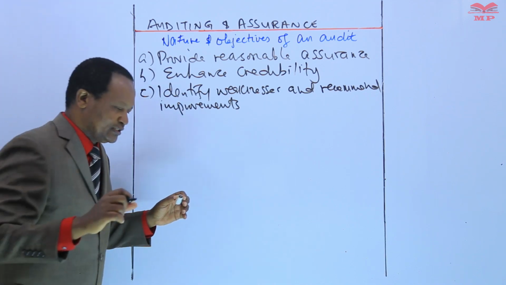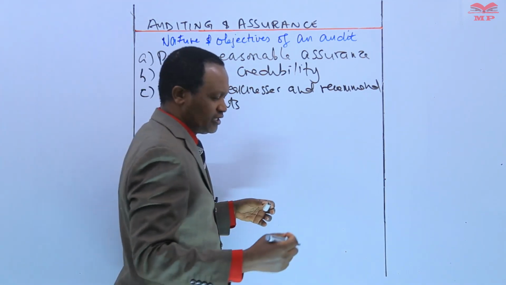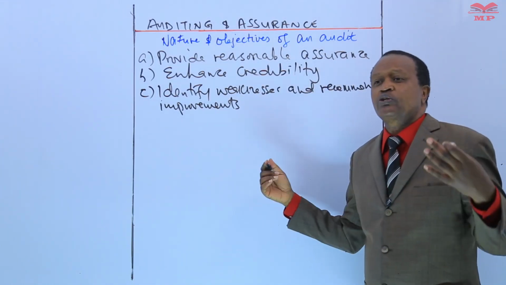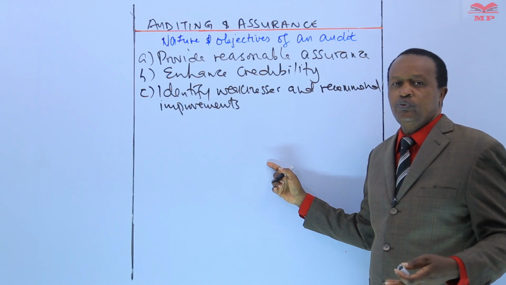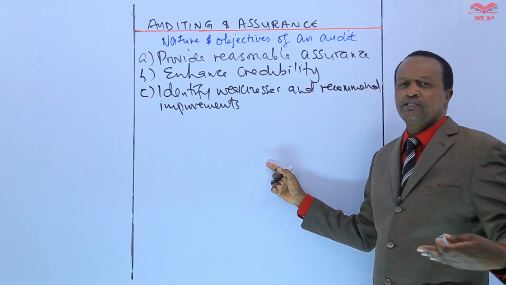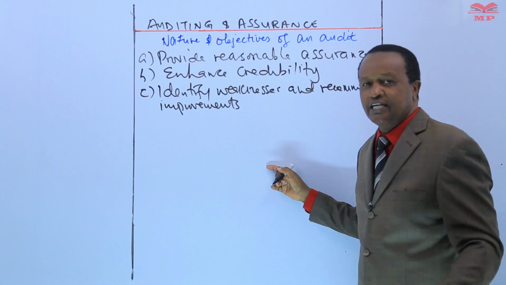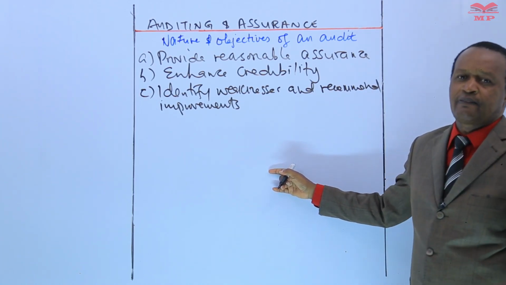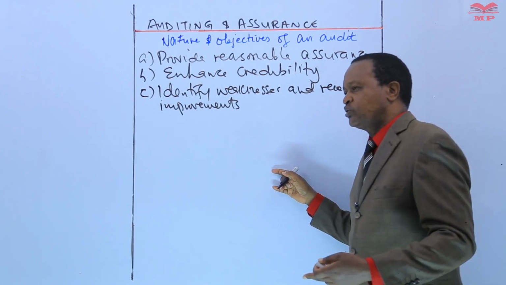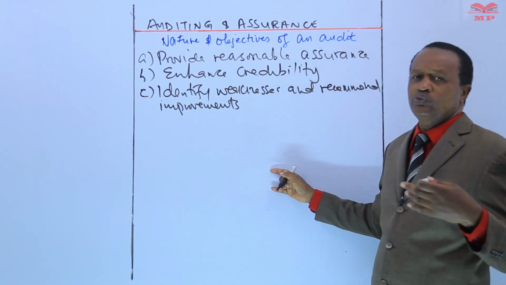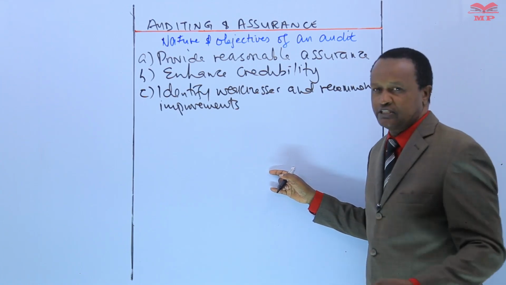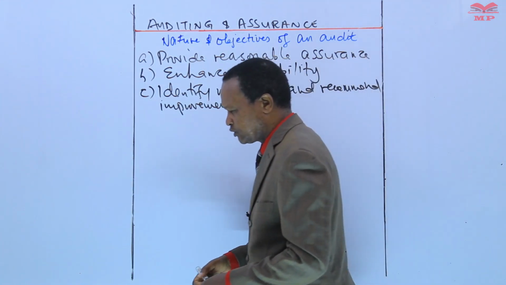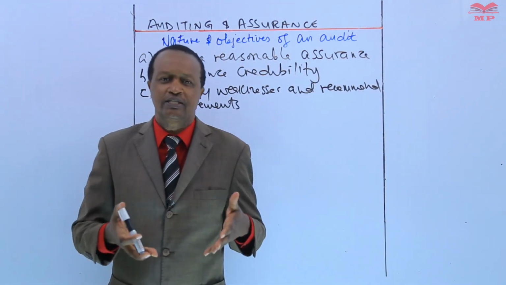Auditors, in the process of carrying out their work, assess the effectiveness of an organization's internal controls, which are the policies and procedures that are put in place to safeguard assets and to ensure the accuracy of financial information. These internal controls are also put in place by an organization to promote operational efficiency. So in the process of examining these internal controls, the auditor may come across weaknesses within that system.